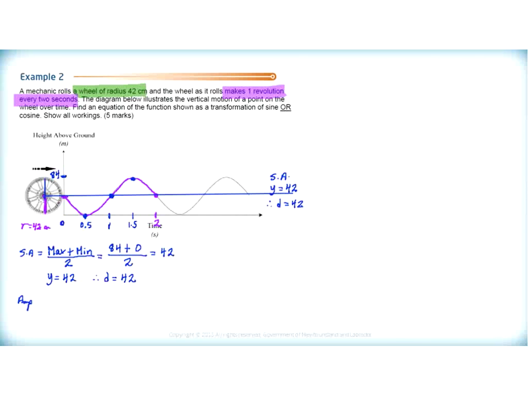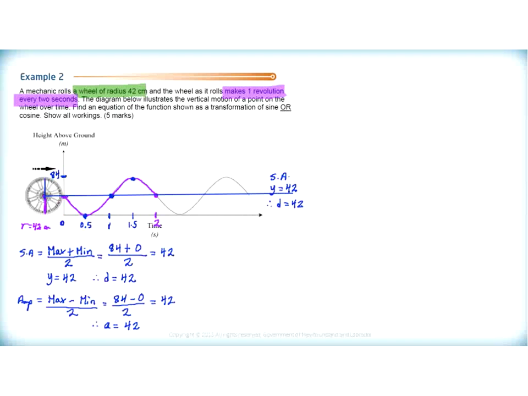Similarly, we can determine the amplitude of the function by using the maximum value minus the minimum value, divided by 2. So we have 84 minus 0 divided by 2, which is equal to 42. So the distance between the sinusoidal axis and a maximum or a minimum point on the function is equal to 42. The amplitude gives us the value of a in the function. a is equal to 42.